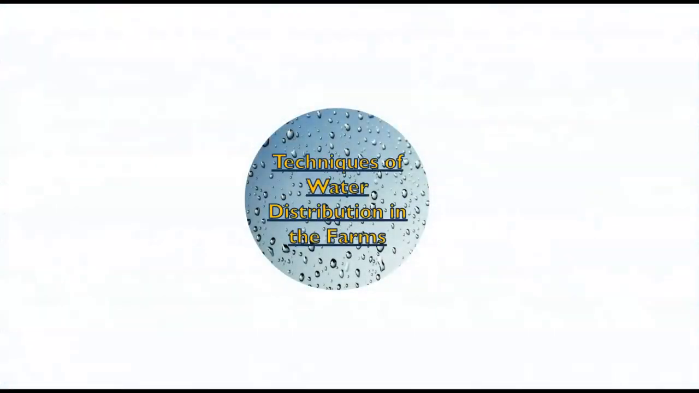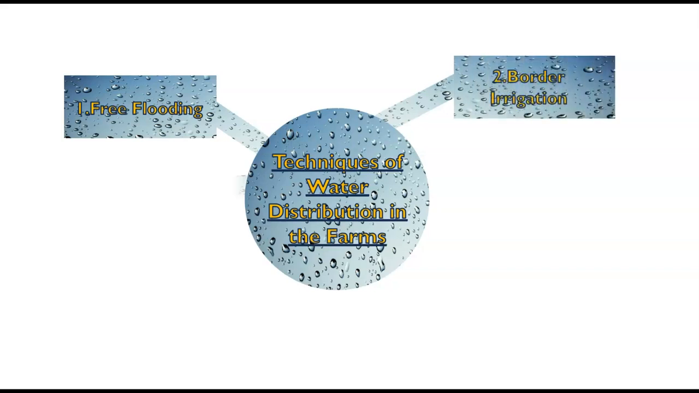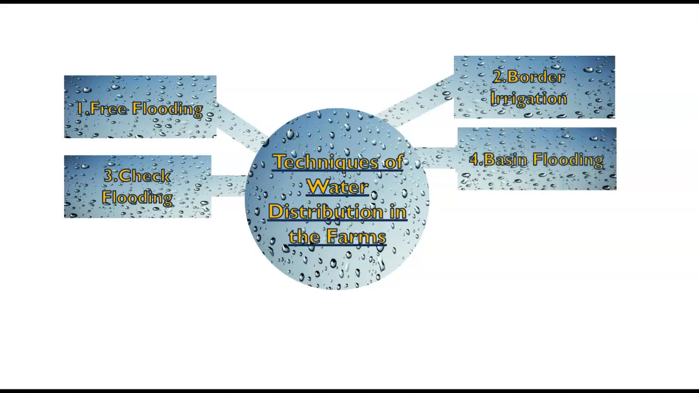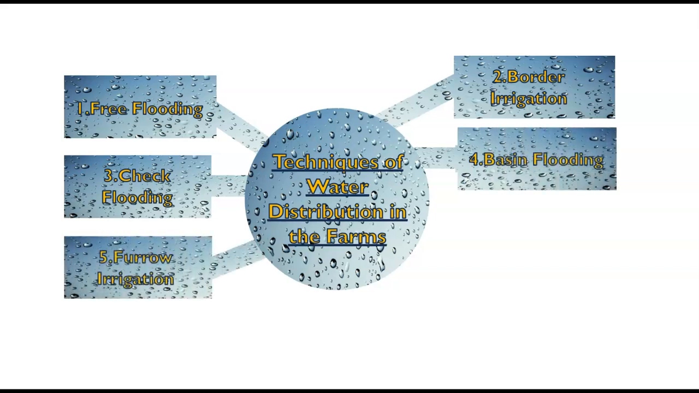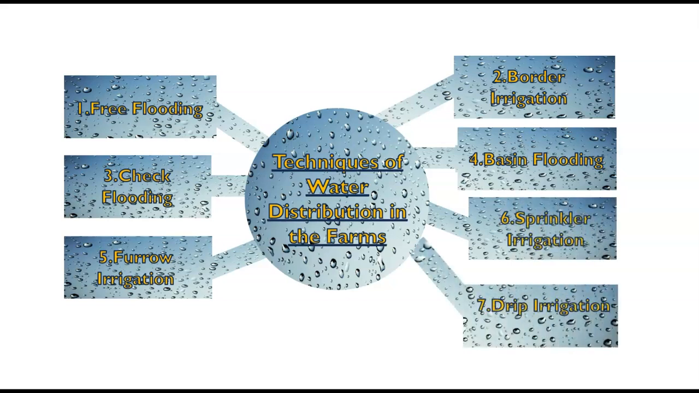Now, what are the techniques of water distribution in the farms? Number 1, free flooding. Number 2, border irrigation. Number 3, check flooding. Number 4, basin flooding. Number 5, furrow irrigation. Number 6, sprinkler irrigation. Number 7, drip irrigation.